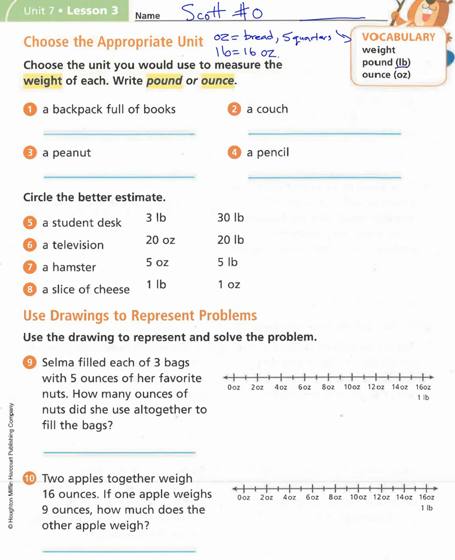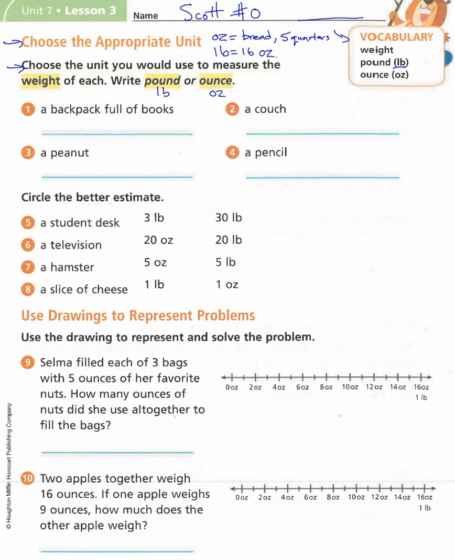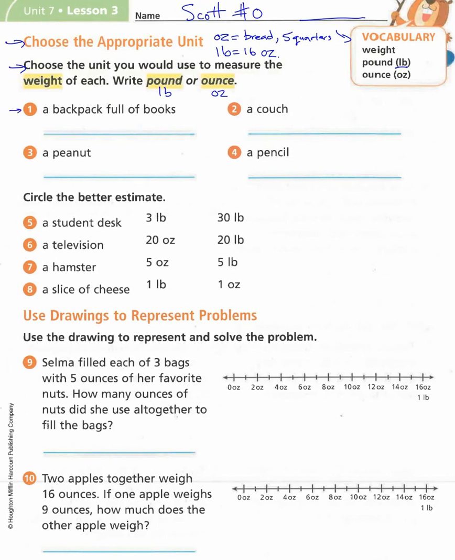So keeping that in mind, let's look at what we're going to do here. It says choose the appropriate unit. Choose the unit you would use to measure the weight of each. And you're going to write, we can actually write LB or OZ if we want to use the abbreviation for these. So number one, which one of those would you use to measure the weight of a backpack full of books? Would you use pounds or ounces? Go ahead and do that.